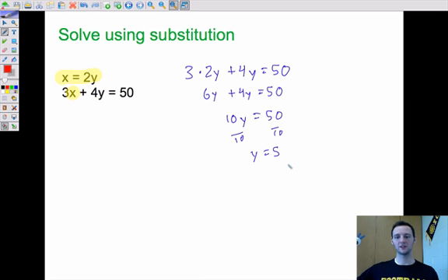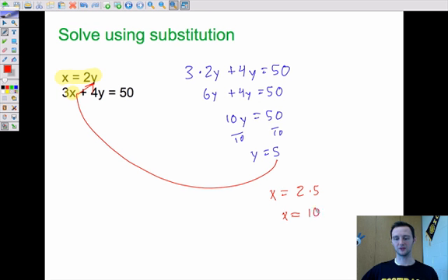Second step, take the 5, substitute it back into right there, and we get x equals 2 times 5, instead of y, 2y. So x equals 10. Then our final solution is just 10 comma 5.